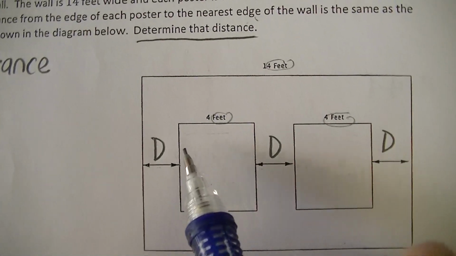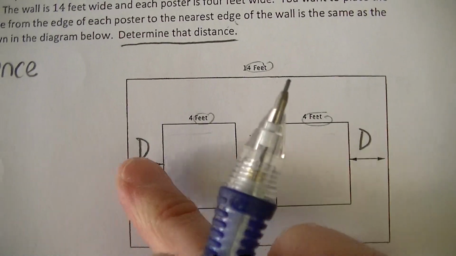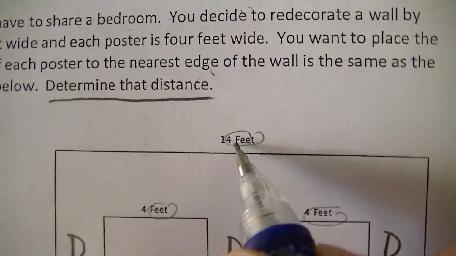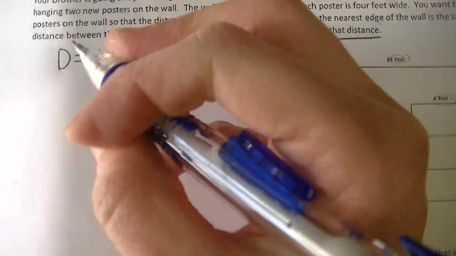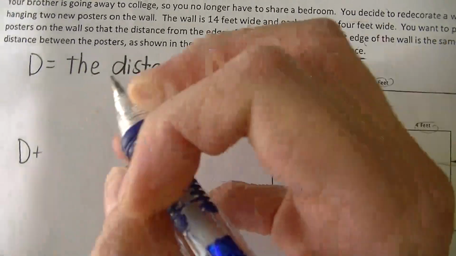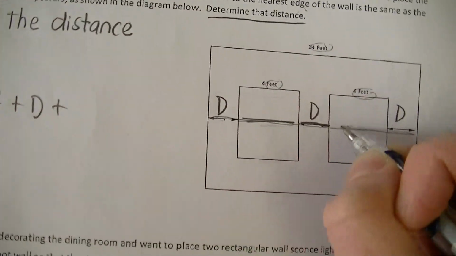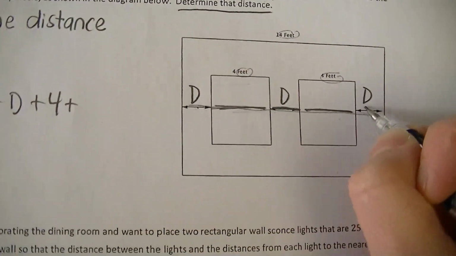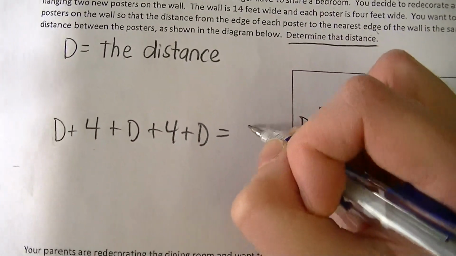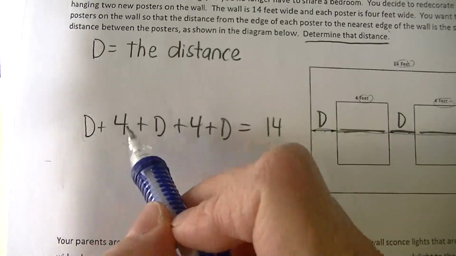So this distance plus this distance, this length plus this distance plus this length plus this distance, this whole entire length right there is equal to 14 feet. So that helps us build our equation. So that distance plus this one right here is 4 feet, plus this right here is, we don't know, plus this one right here, which is 4 feet, plus this right here, which is something we don't know. That whole distance, when you add their sum together, is going to equal 14. Okay, so that's the equation that we need to go ahead and solve, because we need to figure out what the value of D is.